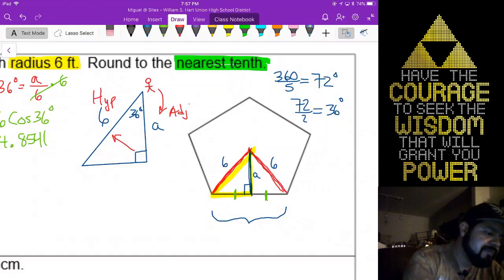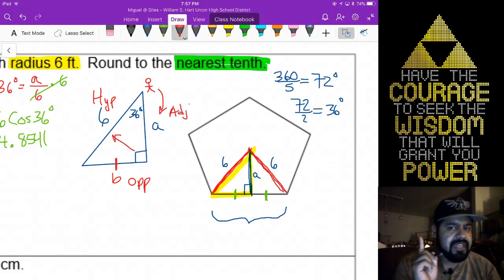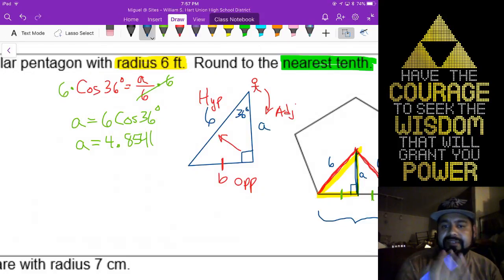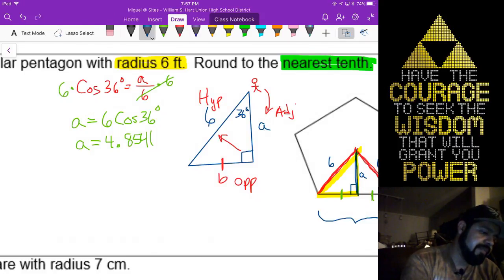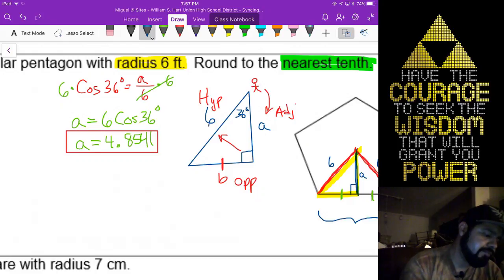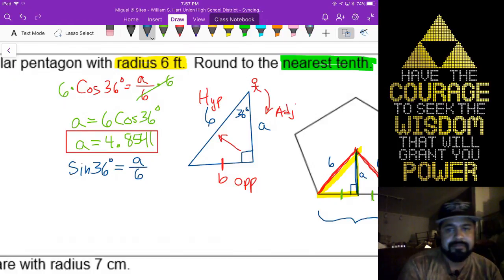Stay focused. We need to solve for the bottom sides, which are down here. I'm going to call them B. If you remember that this bottom side is the opposite side, I need the hypotenuse and the opposite, which means I'm going to now use sine. Now, before I move on, I'm going to box A because I need this number later. So we are going to say sine of 36 equals a over 6.